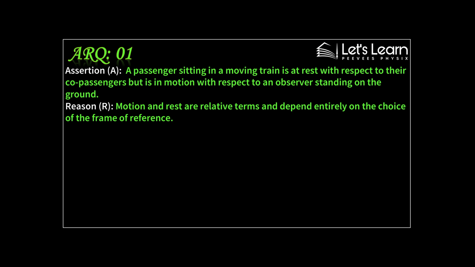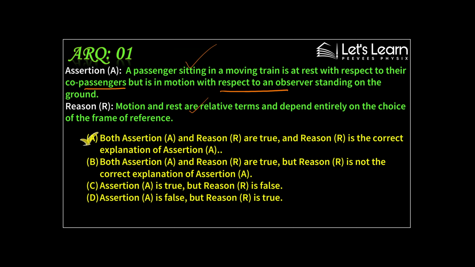We go for ARQ. A passenger sitting in a moving train is at rest with respect to the co-passengers, but he is in motion relative to an observer standing on the ground. That is true. And look at the reason. Motion and rest are relative terms and purely depends on the choice of frame of reference. That is also true. And the reason is the correct explanation of the assertion. So the final answer is A.